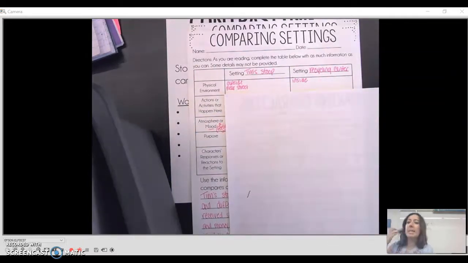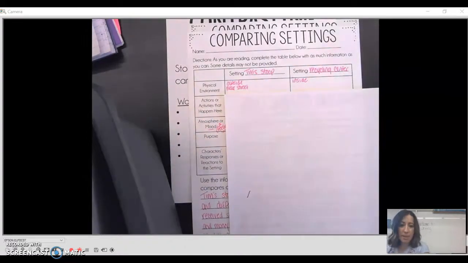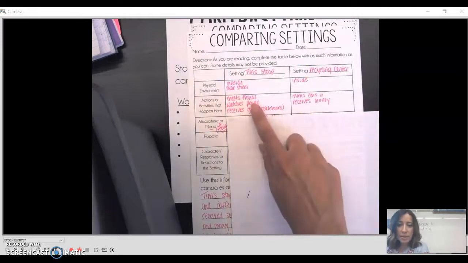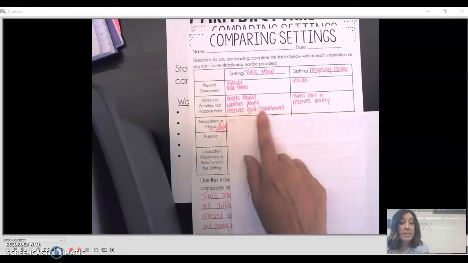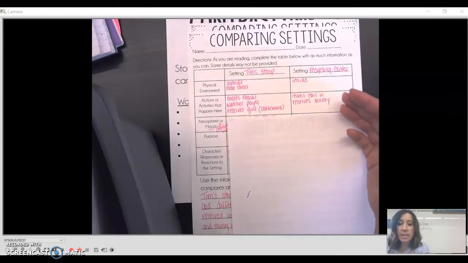Moving on, I needed to think about the actions or activities that happen in this particular setting. So for Tim's stoop, it is a great place for him to meet people. In fact, this is where he meets the can man. This is where his friend comes by. So it's a place for him to meet people. He also watches people. He receives his gift here, the gift of the skateboard. On the other hand, the recycling center, the action that happens here is that this is where he turns cans in to receive money.